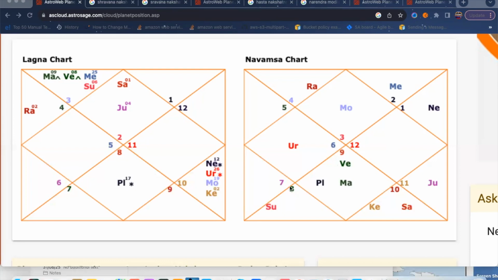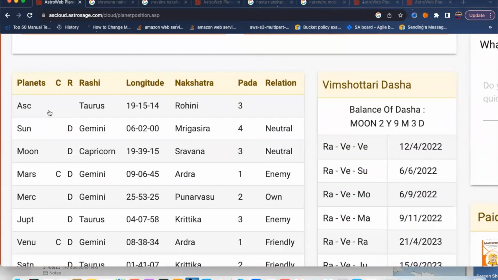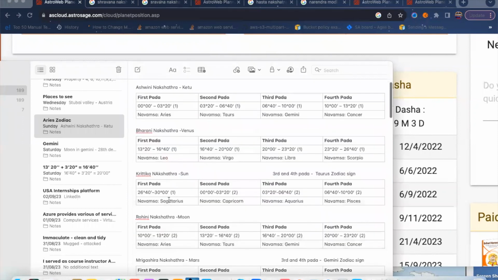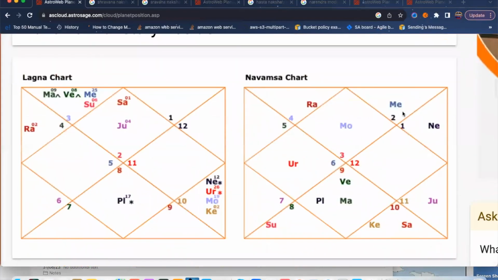Coming to the calculation part, how to calculate which Navamsa is your sign, just by looking at the Lagna chart. This person is a Taurus ascendant. You can check it in the AstroSage software or website. The ascendant is in the Taurus zodiac sign, at 19 degrees, 15 minutes and 14 seconds, which is in Rohini Nakshatra Pada 3. Rohini Nakshatra Pada 3 belongs to Gemini Navamsa. That's why this person will be born in the Gemini Navamsa ascendant. So you can see here it's the Gemini Navamsa ascendant, number 3. That's how you need to calculate.